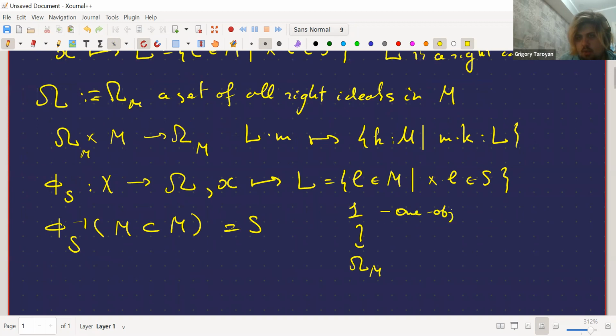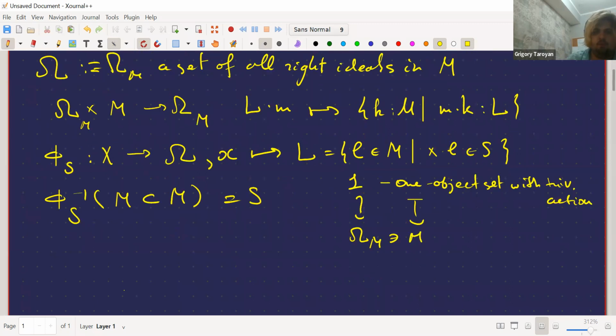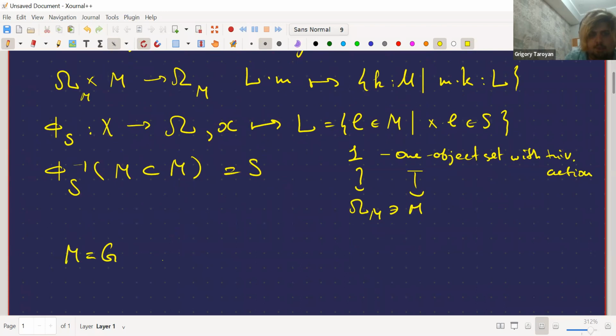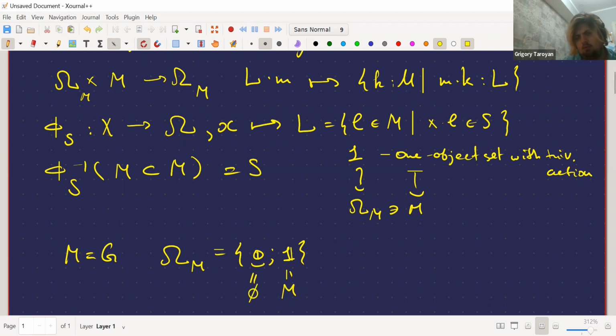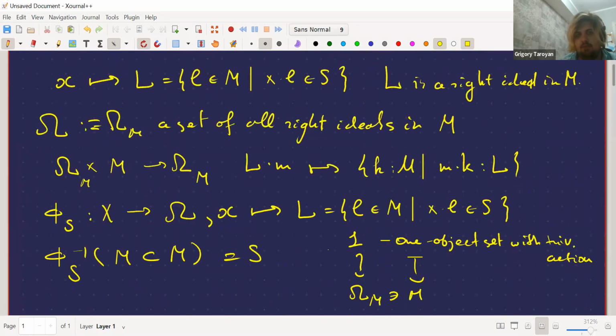It is mapped to the maximal ideal here. Note that if M is actually a group, then the set of all right ideals consists only of two elements, 0 and 1, where 0 is the empty ideal, and 1 is the whole M. So that shows that this example is a generalization of the previous example for groups.